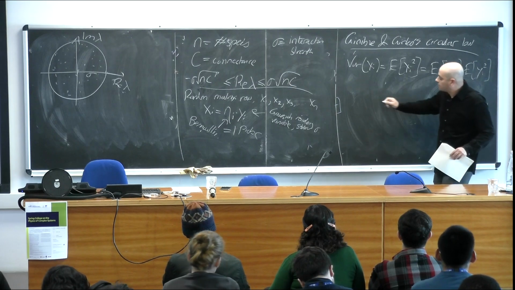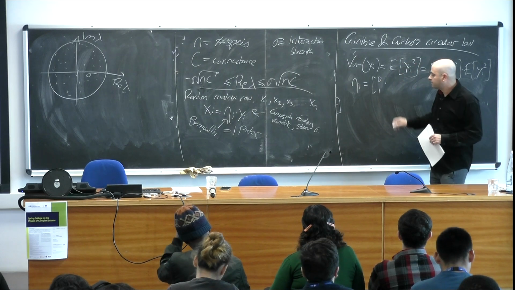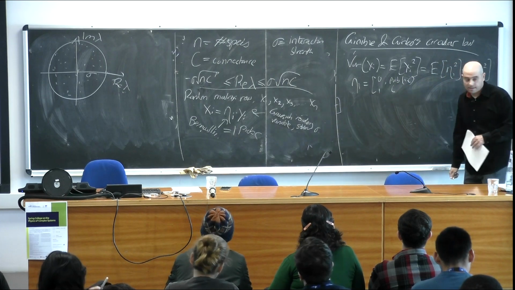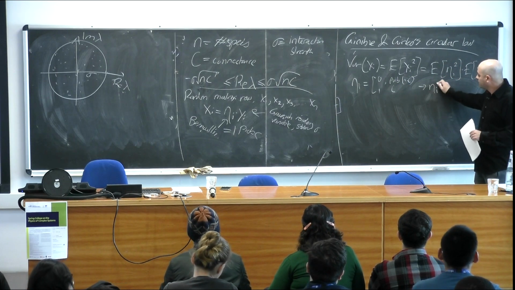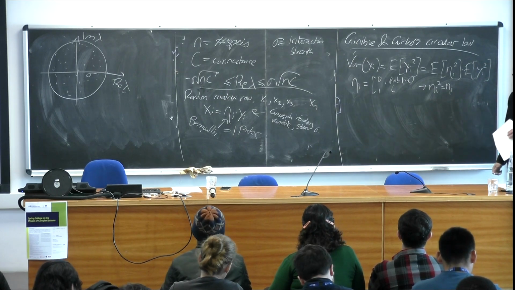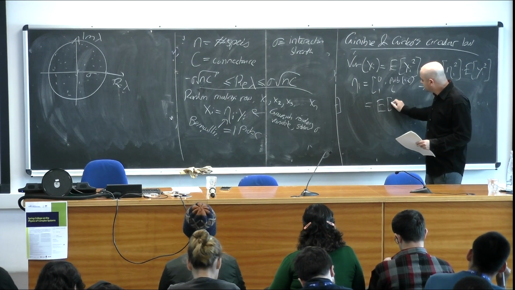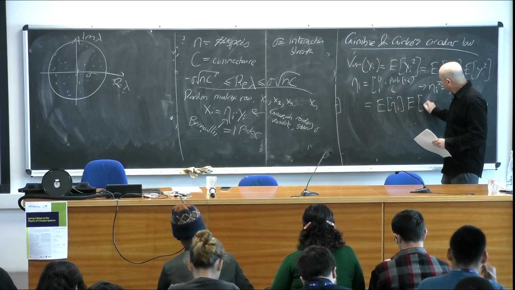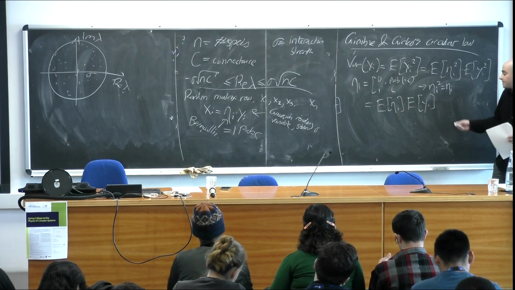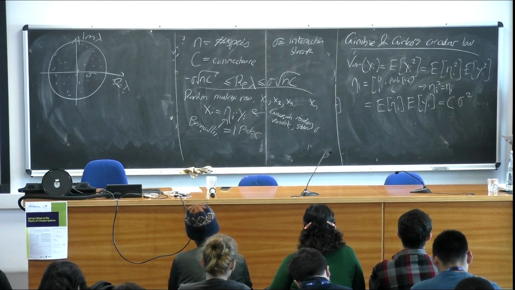Okay, but of course, since eta_i is either 0 with probability 1 minus C or 1 with probability C, then eta_i squared equals eta_i, because 1 squared is 1 and 0 squared is 0. So what we have is the expectation of eta_i times the expectation of y_i squared, and the expectation of eta_i is exactly C, and the expectation of y_i squared is sigma squared.